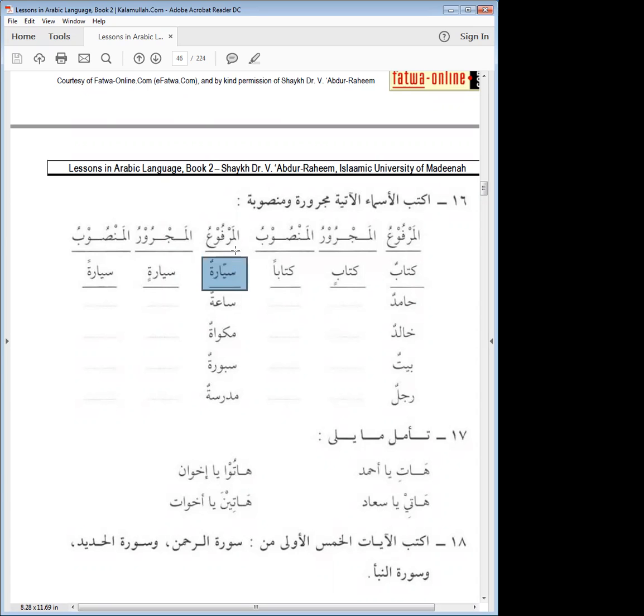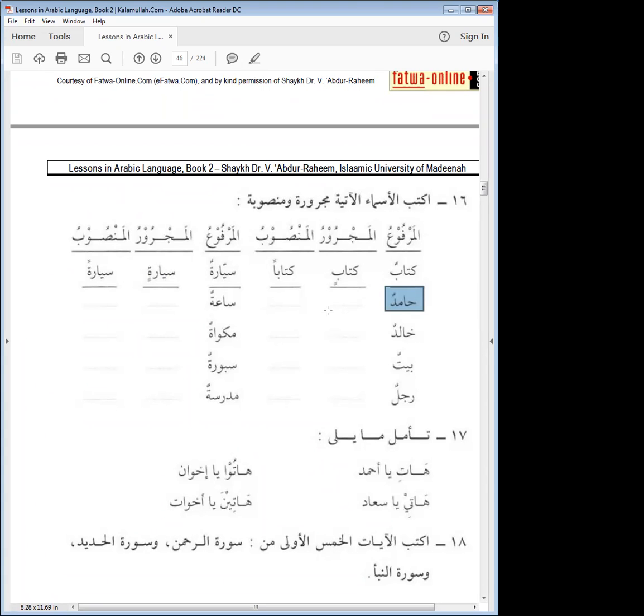Sayyaratun. This is the marfu', nominative case. Majrur case, genitive case, is sayyaratin. And then the mansub, or the accusative case, you have sayyaratan. So you'll see here tanween fatha, but no alif added. Why? Because of the ta marbuta at the end. All right? Let's go again. Hamidun. So you have somebody's name here, Hamidun. So that changes to the majrur case, it will be what?